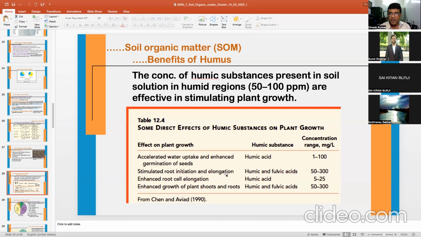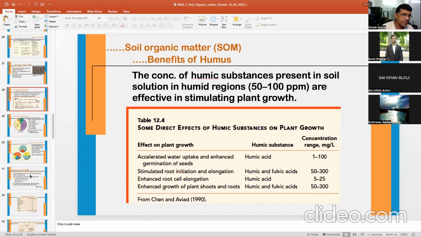Stimulated root initiation and elongation, enhanced root cell elongation. This root growth is improved, enhanced growth of plant shoots and roots. So a variety of plant growth enhancing effects are there if you have sufficient humic substances in the soil.